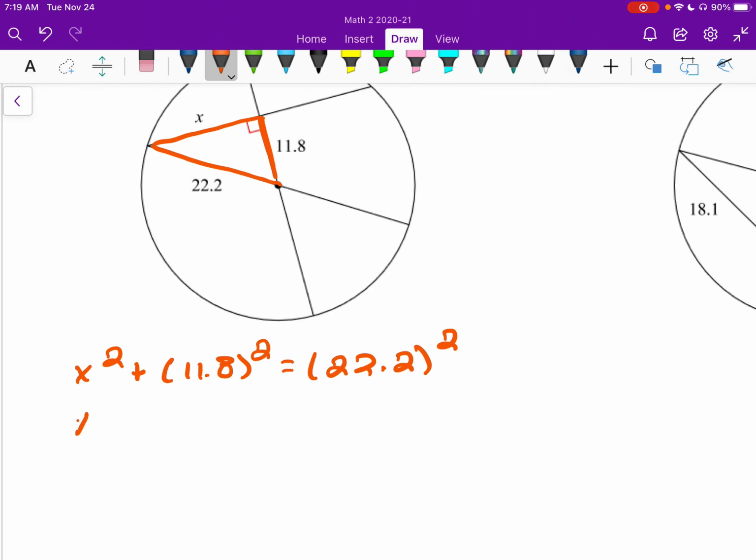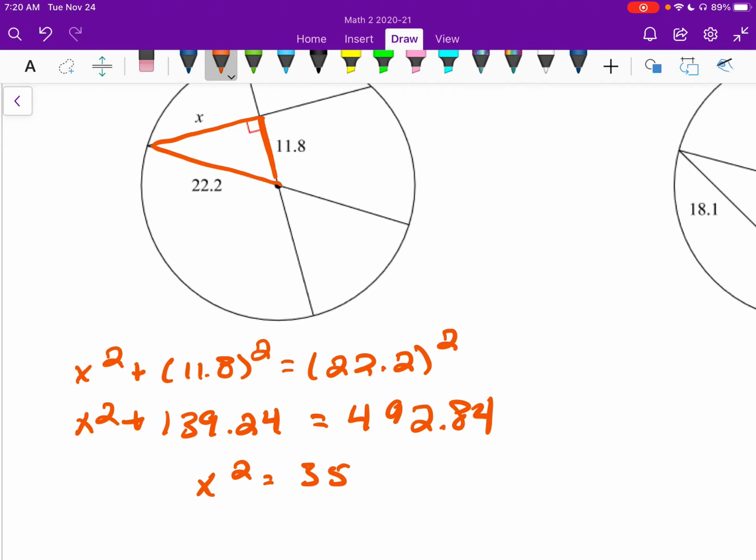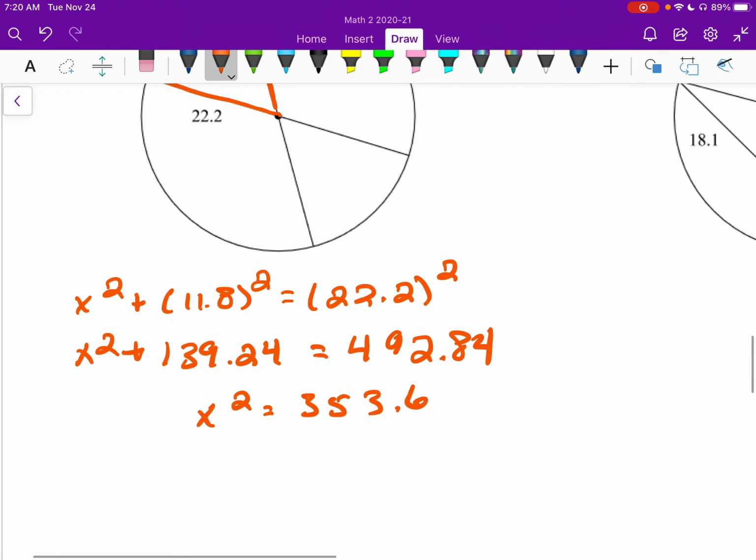So x squared plus 11.8 squared is 139.24, equals 22.2 squared, which is 492.84. I'll subtract 139.24 from both sides, and I get x squared is 353.6. And we don't need to worry about rationalizing. So I'm just going to type that in, and I'll say x is 18.8.